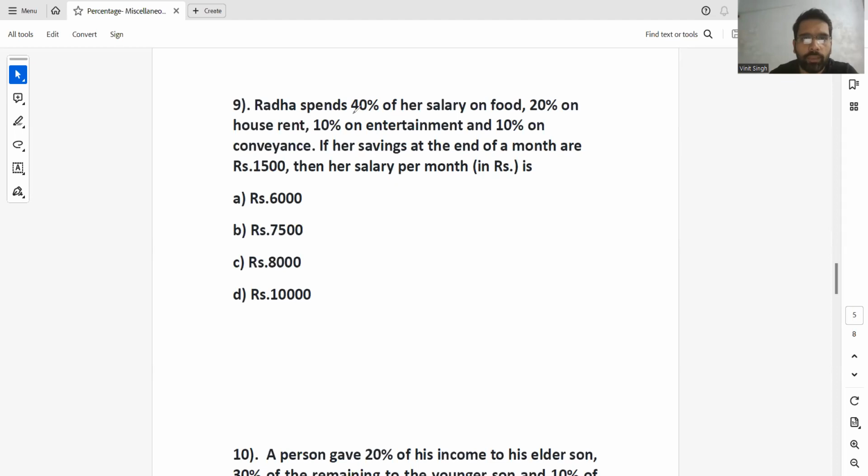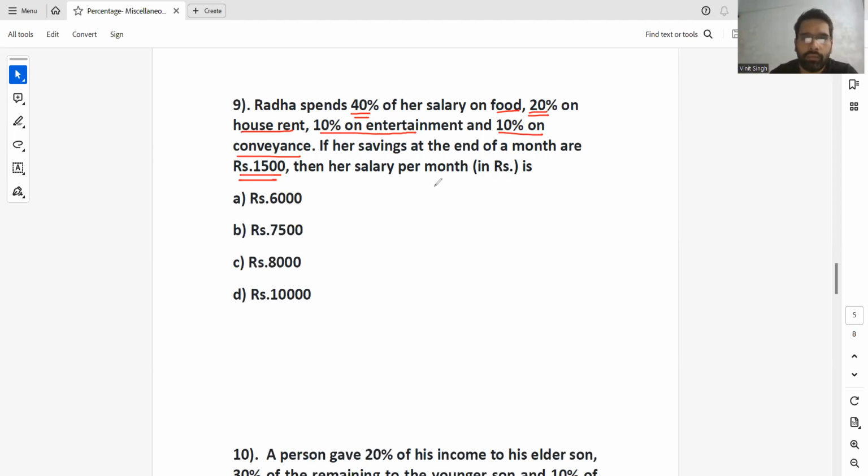They spend 40% of her salary on food, 20% on house rent, 10% on entertainment, and 10% on convenience. If her saving at the end of the month are 1,500, find her salary per month.